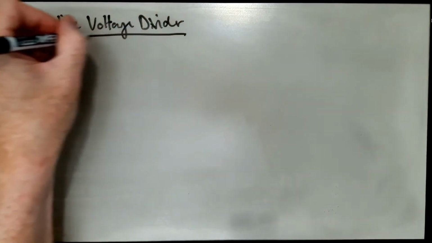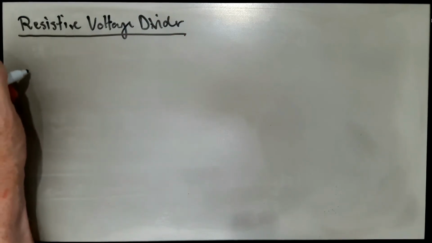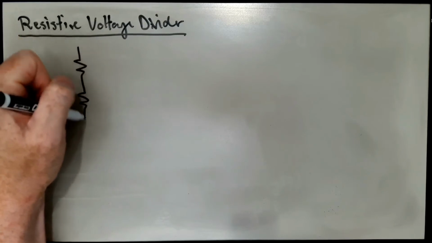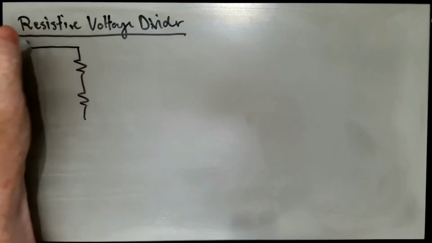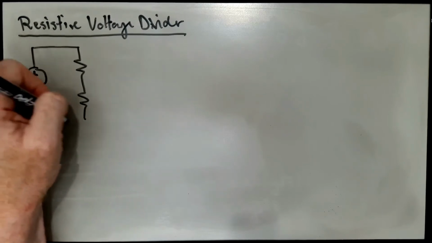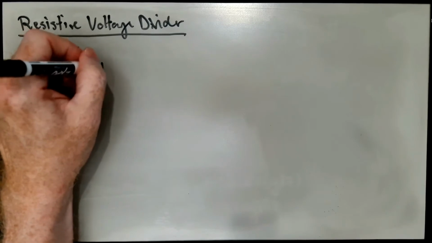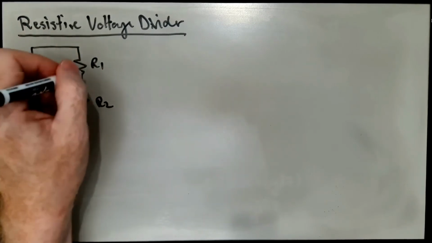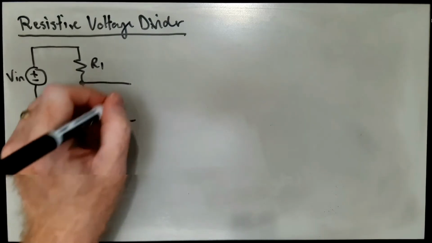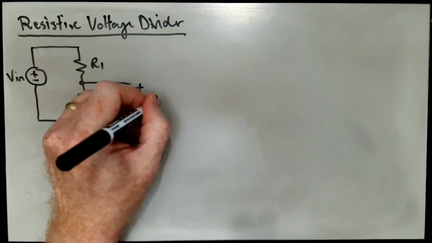Now you've all seen this probably in ISIM and maybe in a physics class, but basically we have here two resistors in series. We've got some input voltage, and we're interested in what is the voltage that appears here across R2. That's our output voltage.